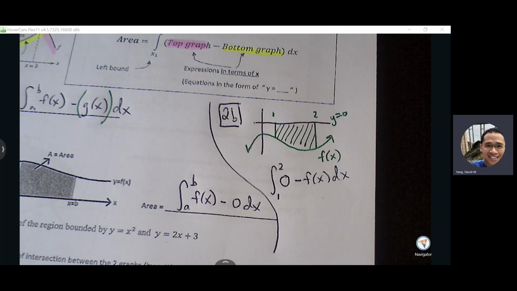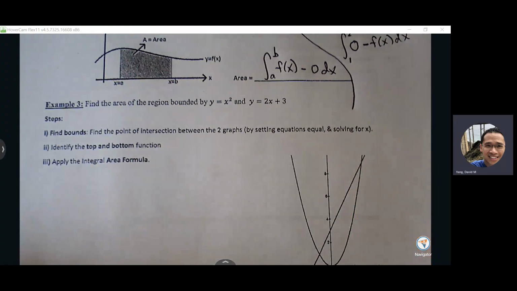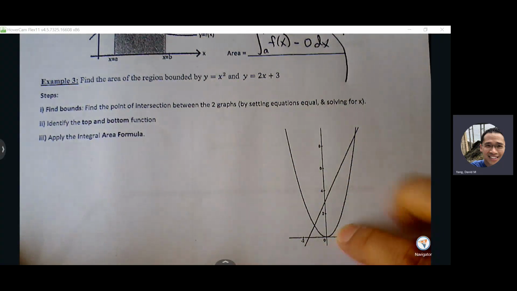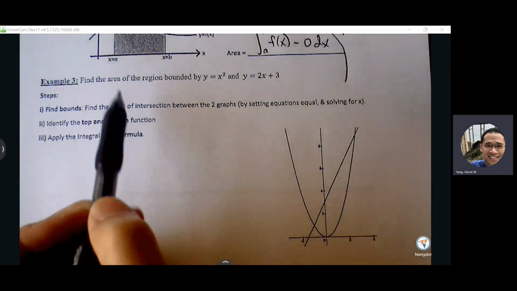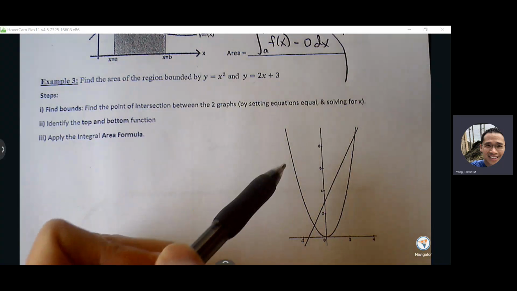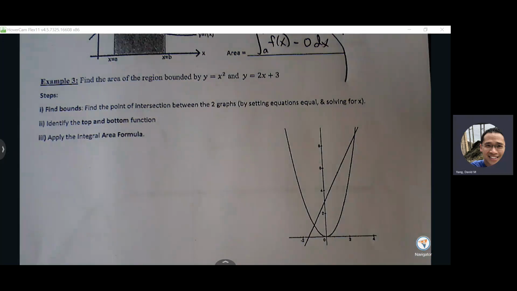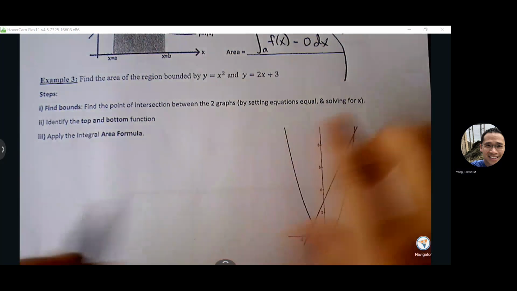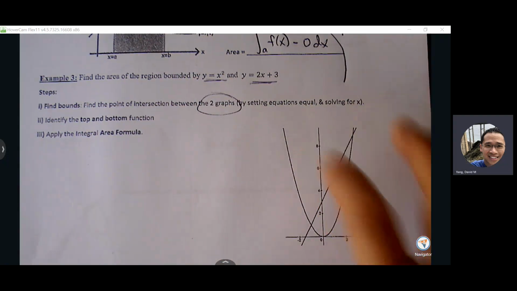Okay, so now let's look at a full example. Example 3. Find the area of the region bounded by y equals x squared and y equals 2x plus 3. So y equals x squared is the parabola. y equals 2x plus 3 is the linear. The first thing we need to do is find the points of intersection between the two graphs, because we need to find the boundaries. The boundaries are going to be the intersections of these two graphs. So find the bounds. We're going to set the two graphs equal to each other: x squared equals 2x plus 3.